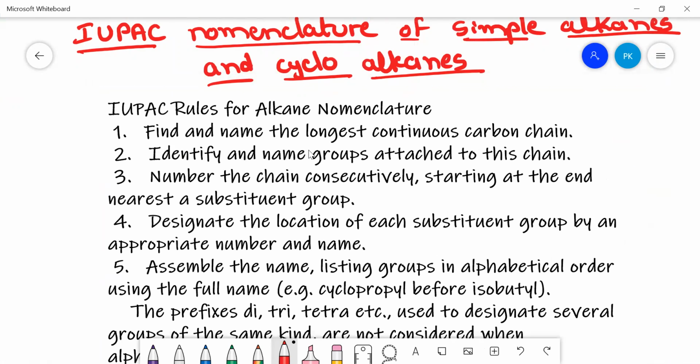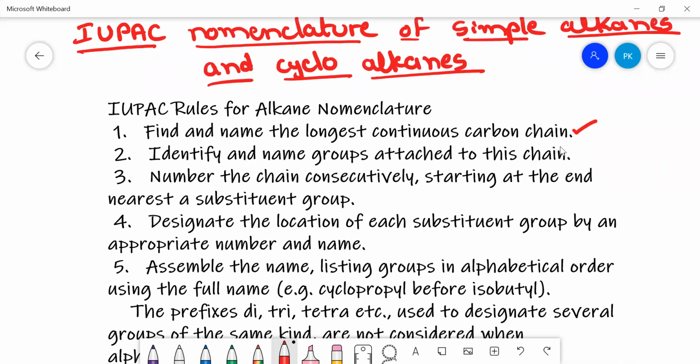Coming to the simple alkanes, the rules that you have to follow, see here I mentioned all the rules. Find the name of the longest continuous carbon chain. First, you need to identify the longest carbon-carbon chain. Then identify if there is any substituent attached to the carbon chain. Count the number of parent carbons and give numbering in such a way that the carbon attached to the substituent group has the least numbering. Designate the location of each substituent group by an appropriate number and name.